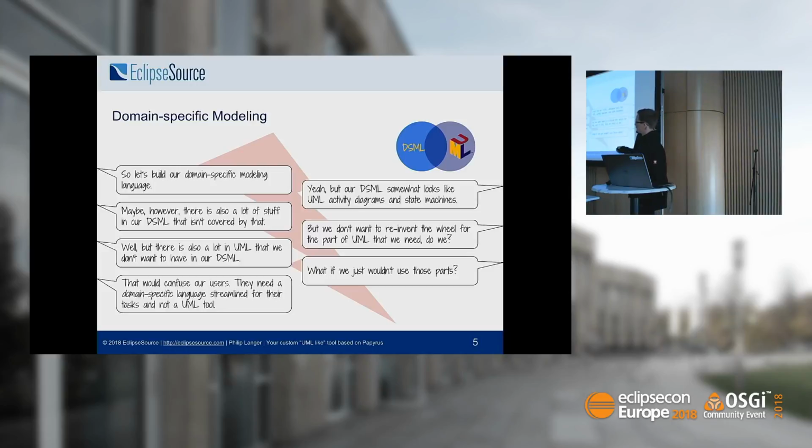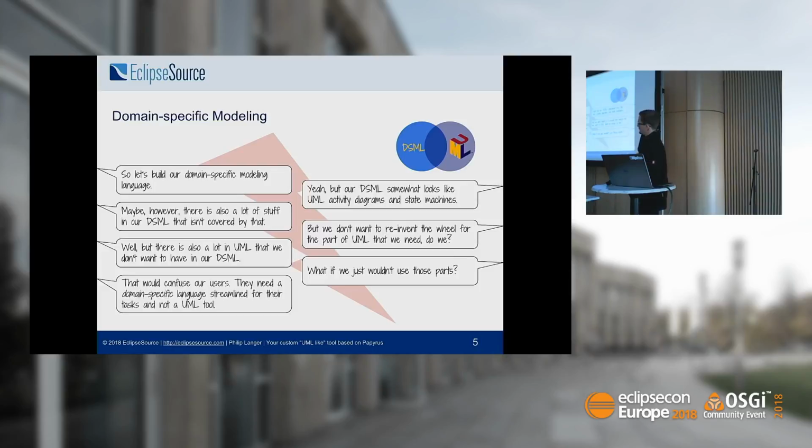And then, of course, the counter argument is, yeah, but in our domain-specific modeling language, there are a lot of concepts that are not reflected in UML. And this is, of course, correct because it's a domain-specific language, right? But at the same time, we also don't want to reinvent the wheel for the parts that already exist in UML and build editors from scratch and all that stuff. So it would be nice to just reuse UML for at least those parts that have a large overlap, right?